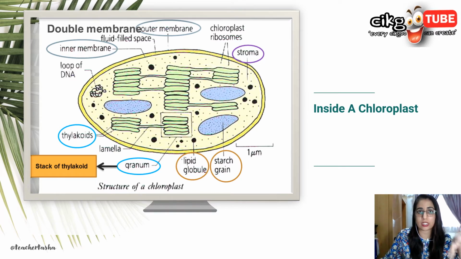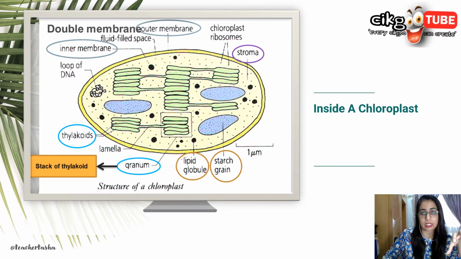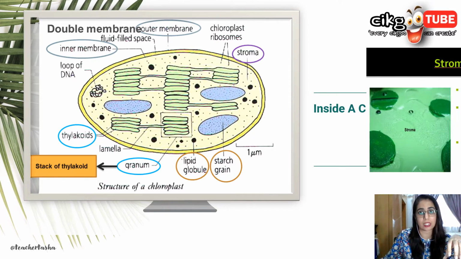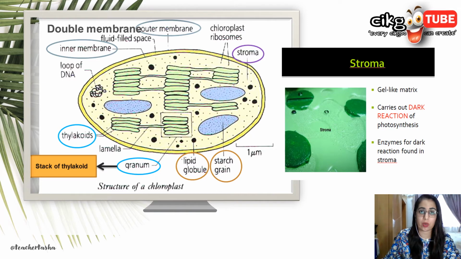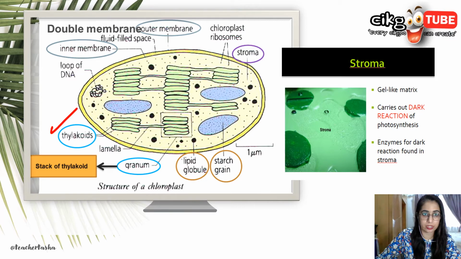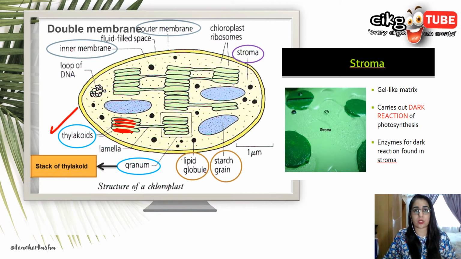Stroma is a colorless fluid surrounding the granum in the chloroplast. It is the site for the light independent reaction, or what we call the dark reaction, to take place, which produces glucose. The thylakoids, on the other hand, are disc-shaped sacs containing chlorophyll. If you look at this picture, this is thylakoid 1, 2, 3 and 4. The thylakoid membrane contains photosynthetic pigments that trap sunlight, and the light-dependent reaction occurs in the thylakoid.